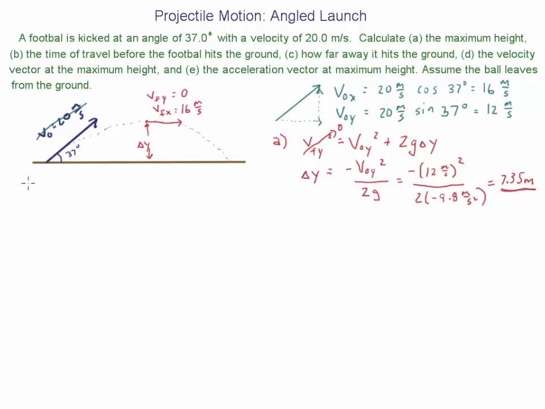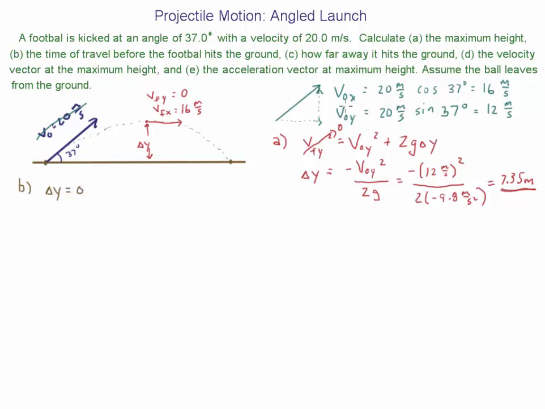Now what about part B? For part B, we're looking for the time of travel before the football hits the ground. Now, if I start at the ground and I end up at the ground, this again should look kind of familiar from when we did our free fall stuff. If I start at the ground and end at the ground, my total delta y displacement is 0.